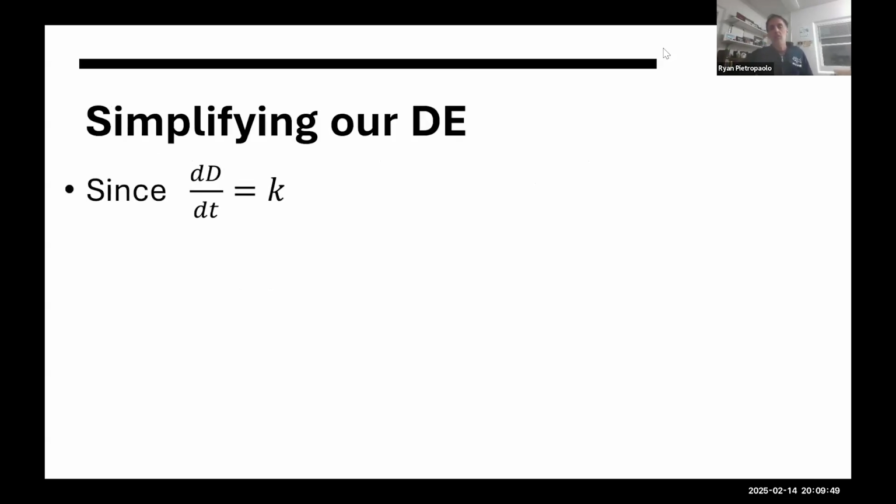Well, let's see if we can simplify our differential equation. So again, the rate at which the snow is falling, the D is the depth, is a constant K. So we know that the depth of the snow at any time T is going to be K times T plus C. And again, what are we trying to find? What's the original problem here? If you recall, we're trying to figure out when the depth of the snow is equal to 0.